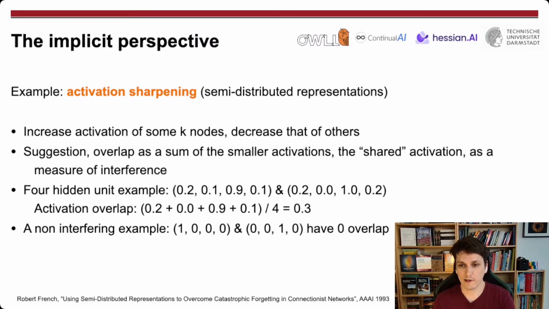Now, the non-interfering example is also illustrated here, where it's quite obvious that it has 0 overlap, because you'll just be adding zeros in every element and you'll divide by 4, which doesn't matter. So it's still going to be 0 overlap. But of course, keep in mind that we've just said that this extreme example is respectively a lookup table, especially if we only have one hidden layer, like we'll assume now.